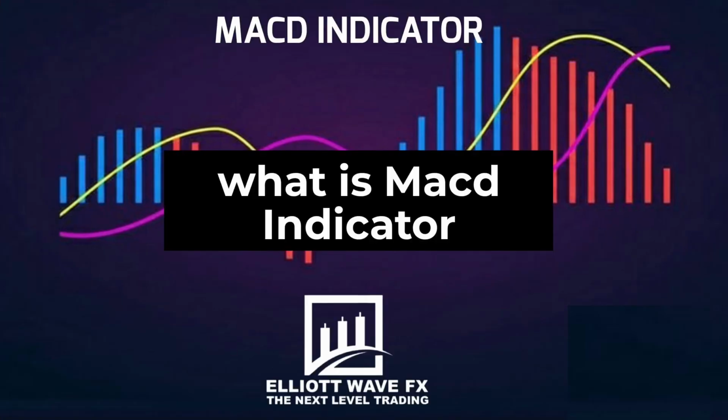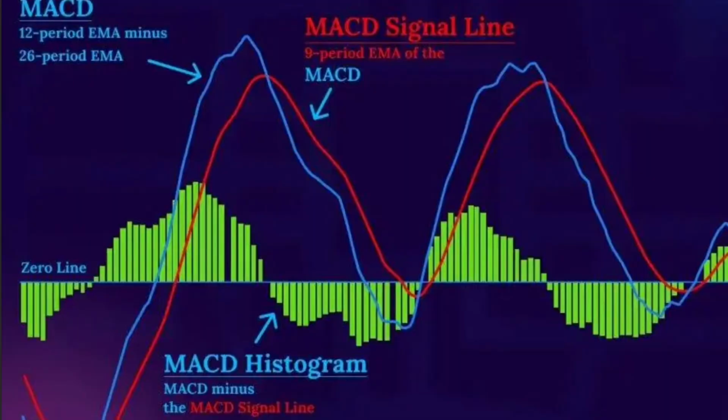What is the MACD indicator? The MACD indicator consists of three main components: the MACD line, the signal line, and the histogram. It is crucial that you first understand the role of each component so you can interpret MACD signals accurately.